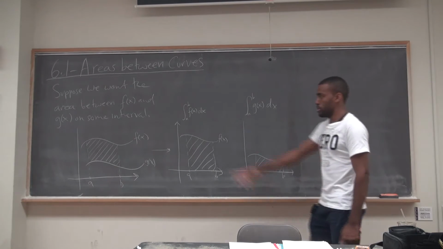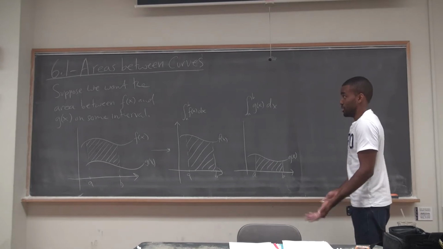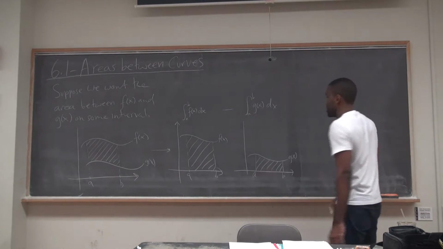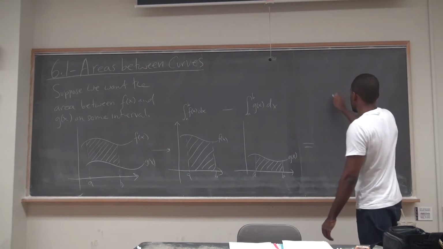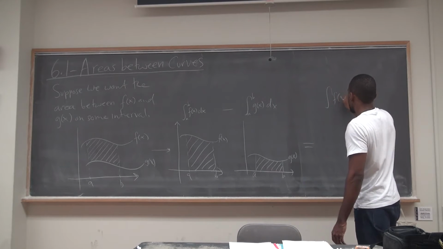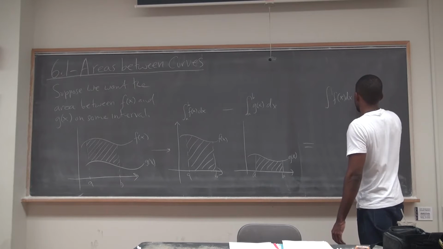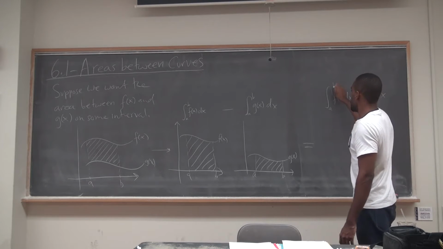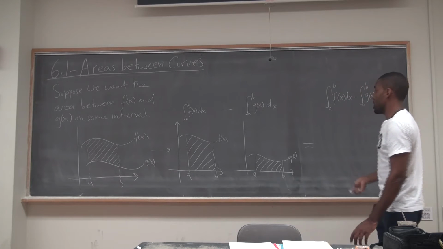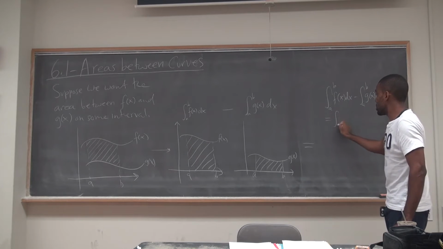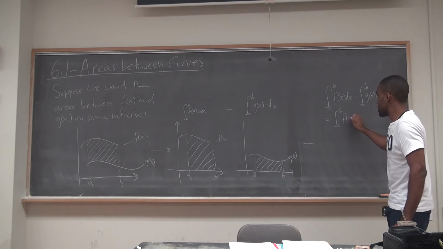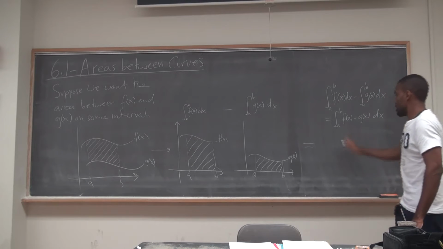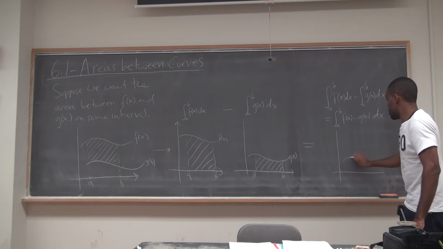So how do I find the area in between them? Subtract, right? If I take this area and I subtract that area, I will get, so here if I look at the integral of f of x dx minus g of x dx on AB, which by the way, by our properties, is just the integral from a to b of f of x minus g of x dx. That is going to give me the area between them.